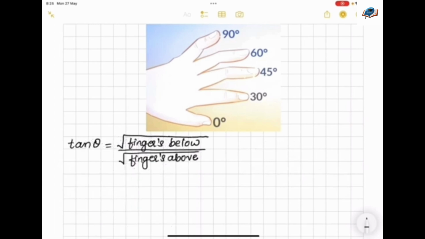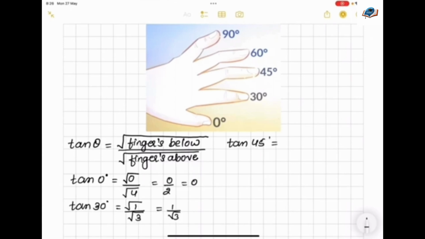Now for tan theta, it is the square root of fingers below upon square root of fingers above, so sine upon cos I am doing. Tan 0: how many fingers below? 0. So root 0 upon fingers above, 4 fingers, so root 4. So 0 by 2, that is 0. Now tan 30 will be root 1 upon root 3, so 1 upon root 3.